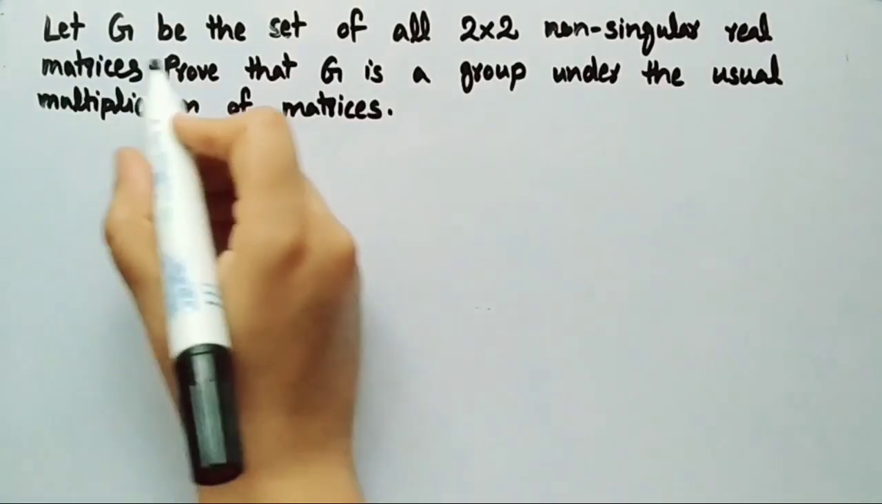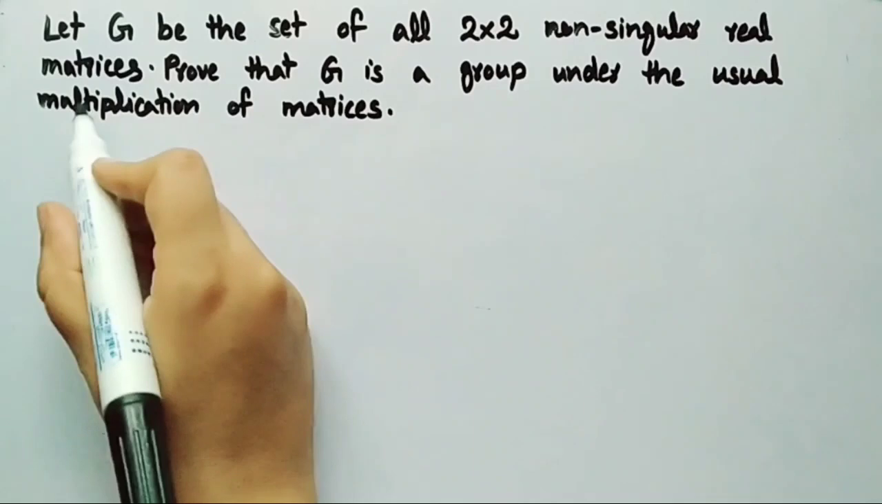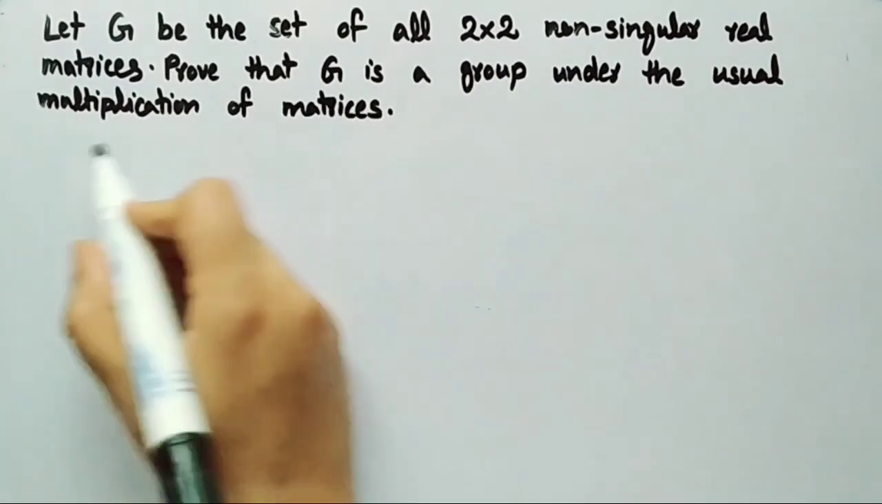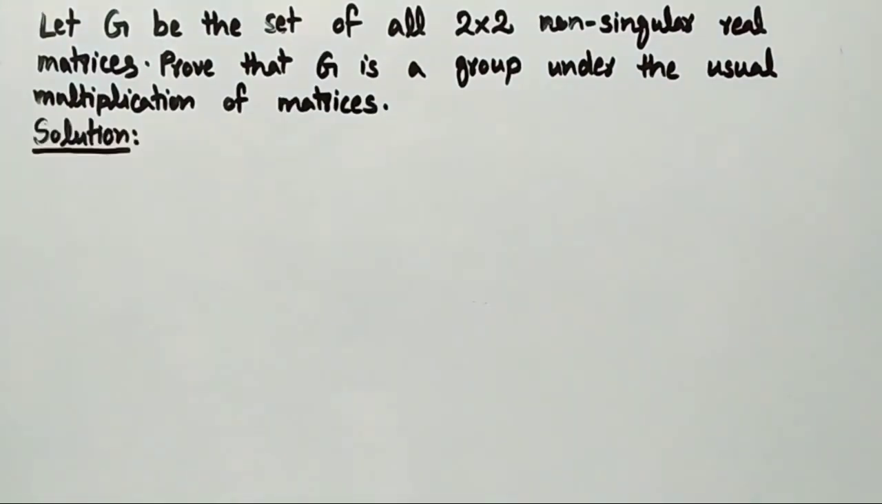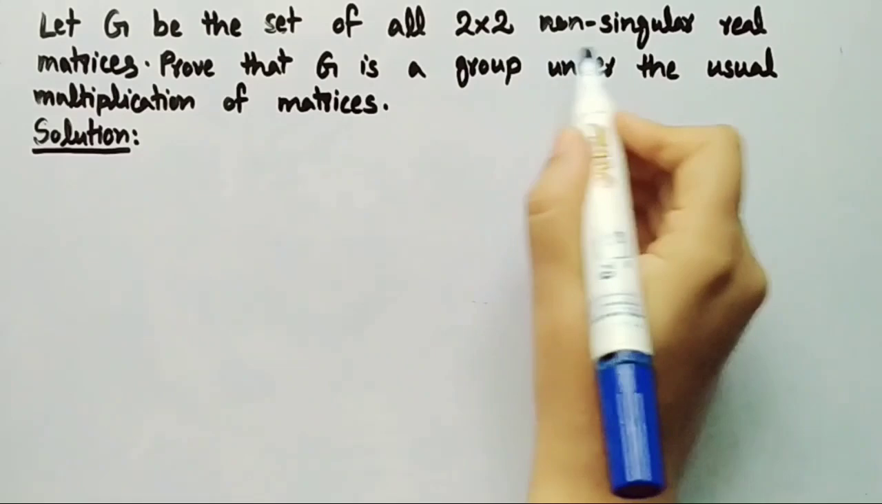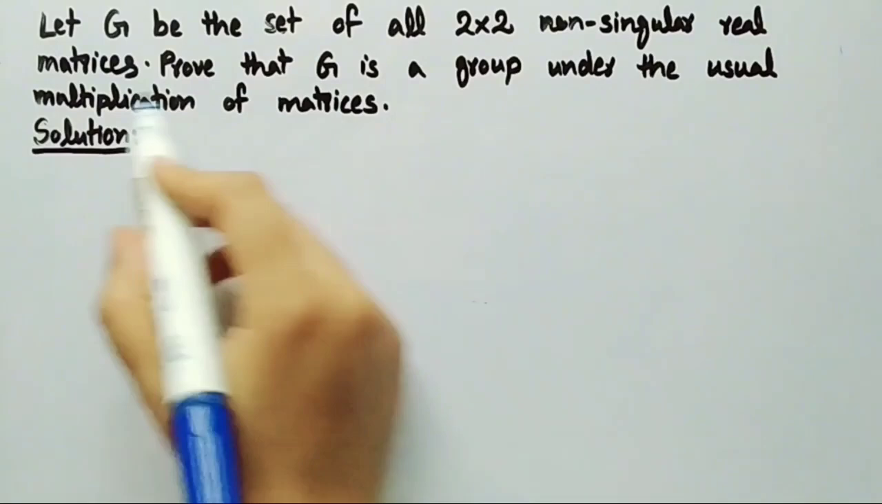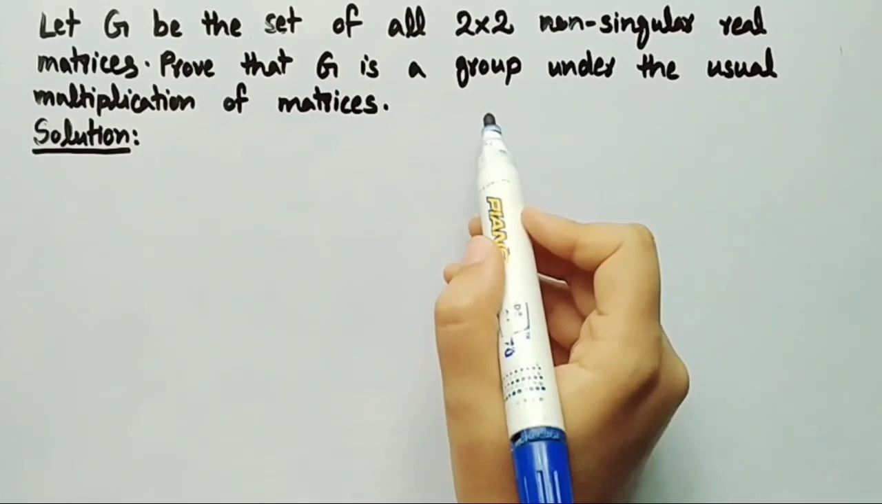Let G be the set of all 2 cross 2 non-singular real matrices. Prove that G is a group under the usual multiplication of matrices. Now coming towards its solution, non-singular matrices are the matrices whose determinant is not equal to 0. Since it is a general proof, we cannot construct Cayley's table, so we will solve it generally.